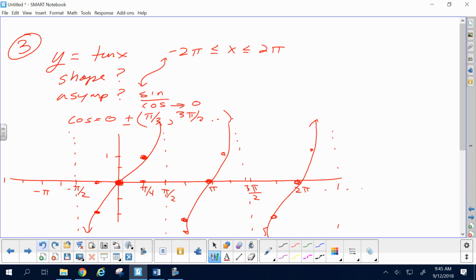Always make sure that you go over the entire space provided, because you're showing where the points are that solve the equation. Okay? Does that make sense? Okay. So, know the shape, know the asymptotes, and roll.